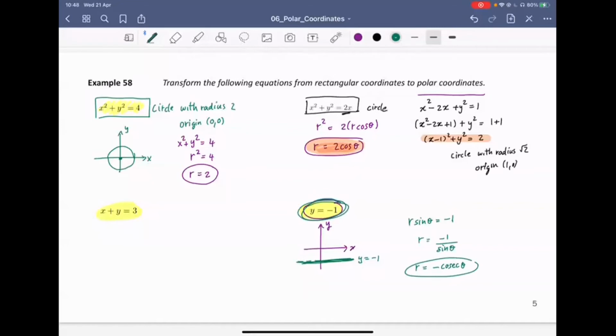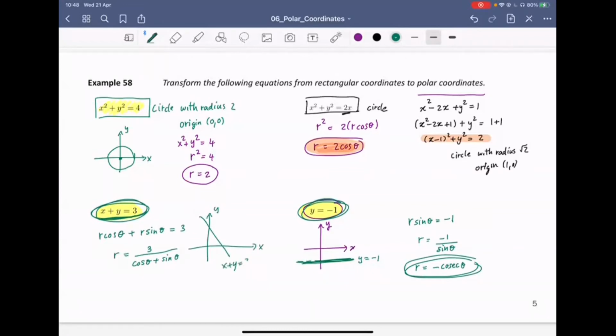Because y equal to -1 looks so simple, but once you switch to polar coordinates, it looks a little bit tough. Even x plus y equal to 3 here: this is r cos theta plus r sine theta equal to 3, and that is r equal to 3 over cosine plus sine. The equation that looks pretty simple in rectangular coordinates looks a little bit complicated in polar coordinates: r equals 3 over cosine theta plus sine theta.